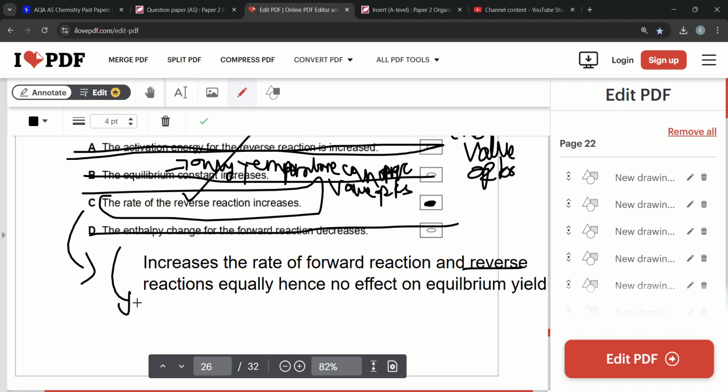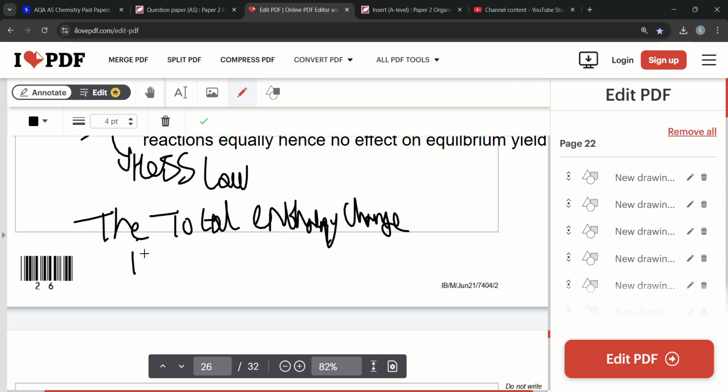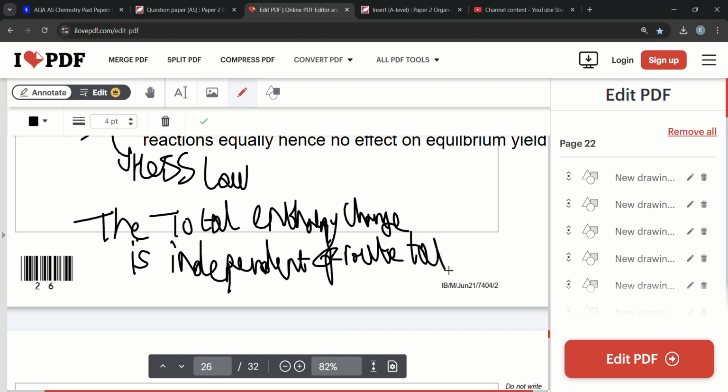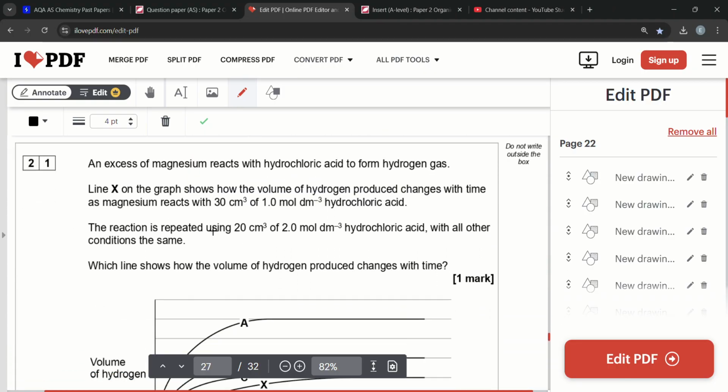No, remember the Hess's law cycle. Total enthalpy change is independent of route taken. Therefore, the enthalpy change for the forward reaction will not be affected, it won't decrease.